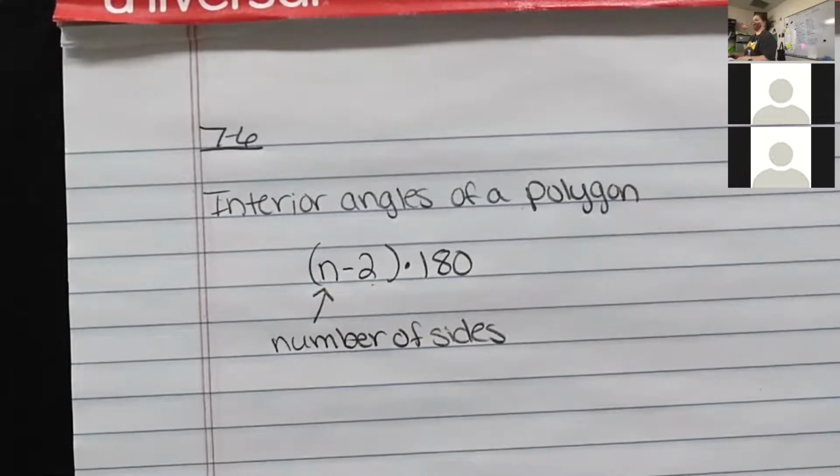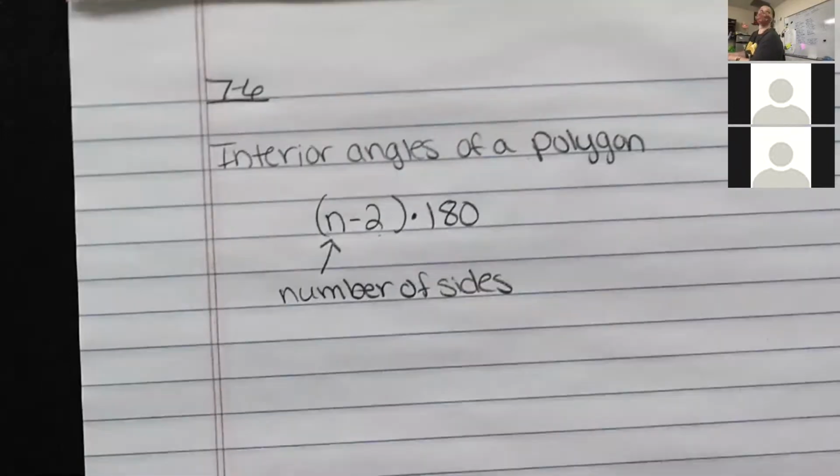Both sides. Then it's not a polygon. It doesn't have sides. It wouldn't be a polygon. Okay? You're confusing me because you said. Okay, ready? You ready?